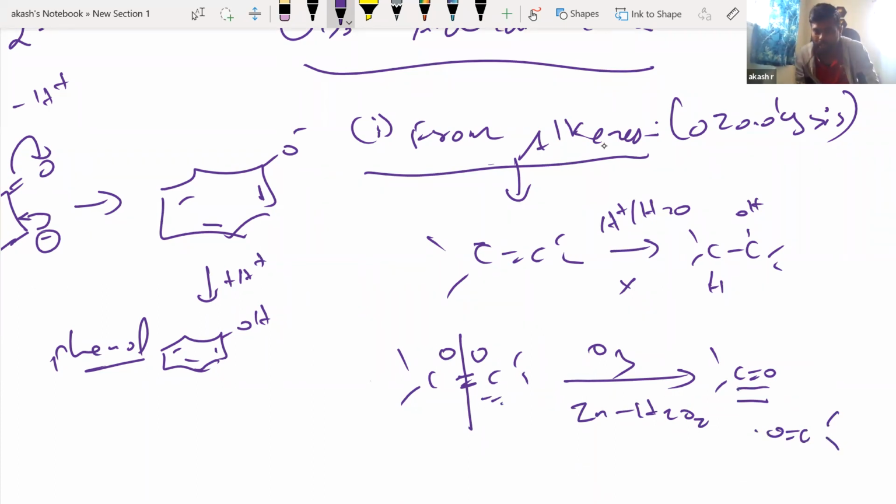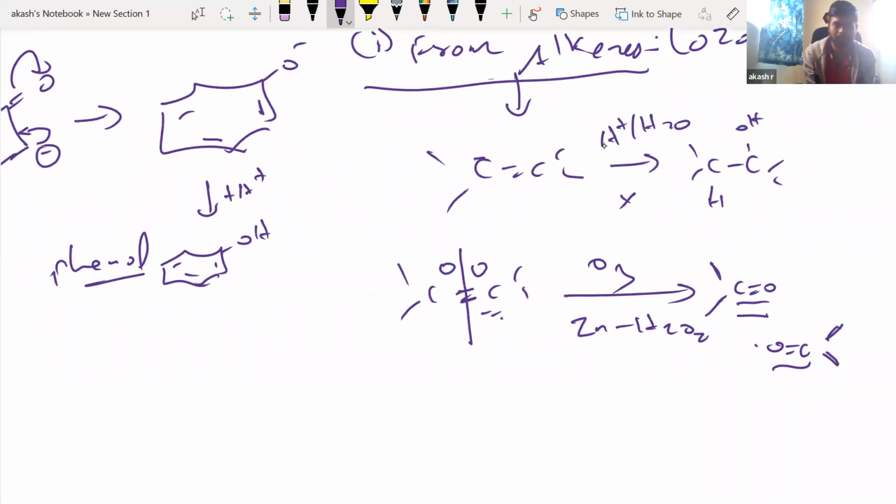Now you are seeing, right? You're actually getting a carbonyl compound, an aldehyde or a ketone, depending on what the two other bonds are. Good, right? So we'll take some proper examples.